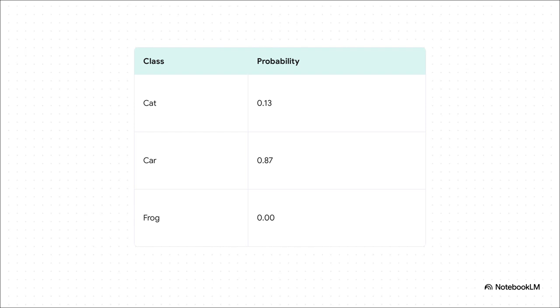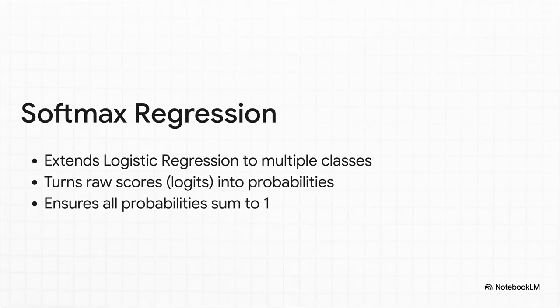It takes those weird raw scores and magically transforms them into a clean set of probabilities. Now the model can say, okay, I'm 87% sure it's a car, there's maybe a 13% chance it's a cat, and yeah, there's basically 0 chance it's a frog. And the most important part, all of those probabilities add up perfectly to 1. This whole process, this extension of our model, is called softmax regression. But really, it's just logistic regression that's been beefed up to handle multiple classes. It's the thing that turns those raw scores into useful probabilities and makes sure they all add up correctly.